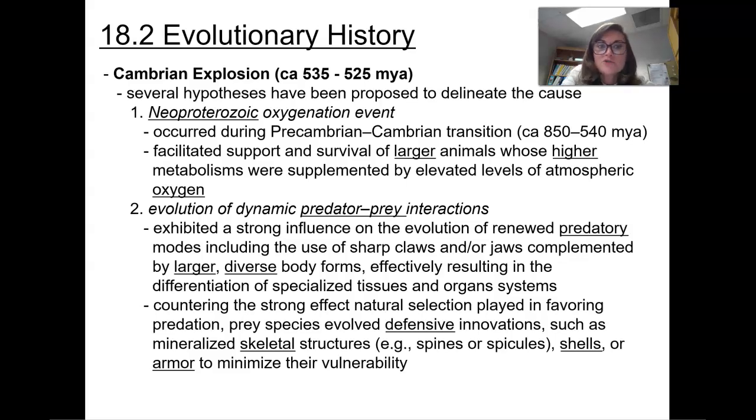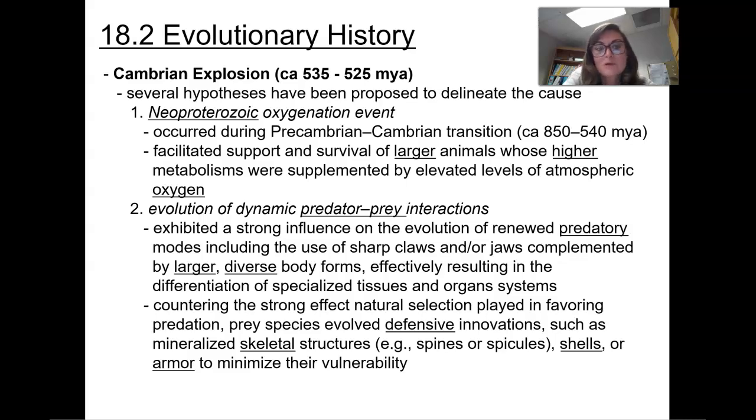The evolution of dynamic predator-prey interactions is also going to be a second event. That exhibited a strong influence on the evolution of renewed predatory modes, including the use of things such as sharp claws and jaws that complement the larger, diverse body forms, and effectively it results in the differentiation of specialized tissues and organ systems for these animals to help put them on top. Countering that, the strong effect of natural selection favors predation. So prey species start to evolve different defensive innovations because the predators become so much more equipped.